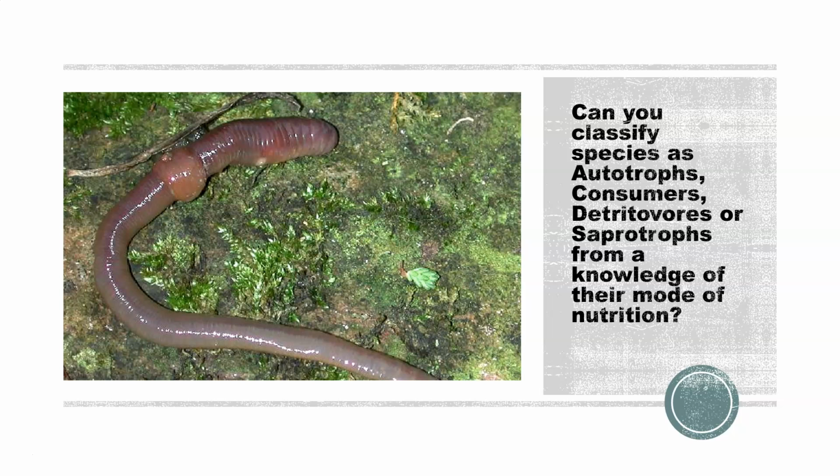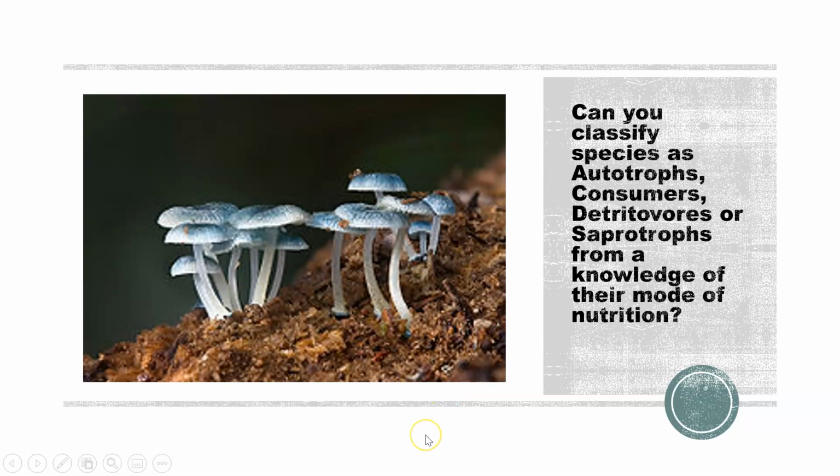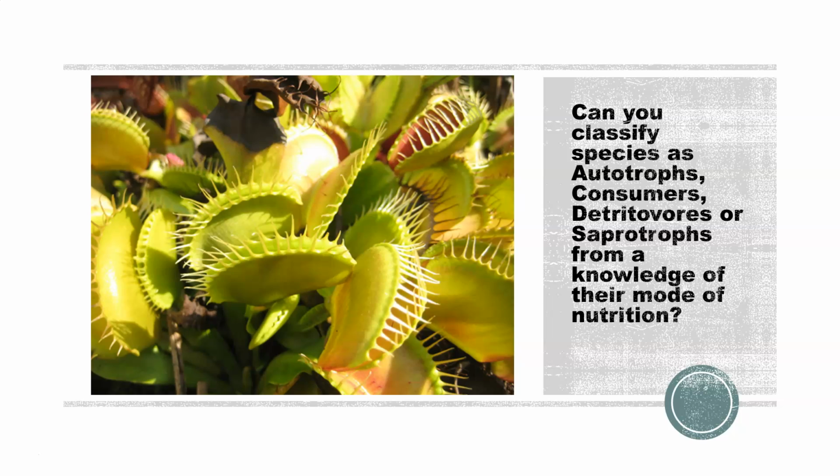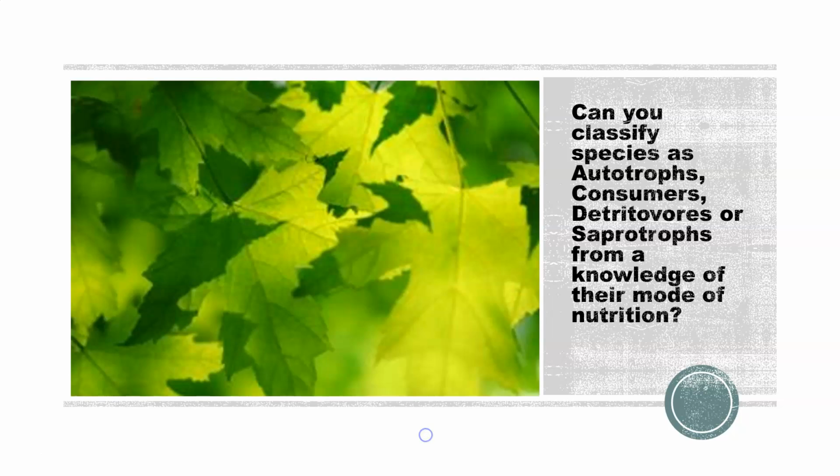Which of the types of nutrition would you say an earthworm falls as? Got some fungi there. So you need to be able to say which type of nutrition and why. Oh, a slug. A fish. Venus flytrap, there's an interesting one. This is for you to do your own research. Trees.